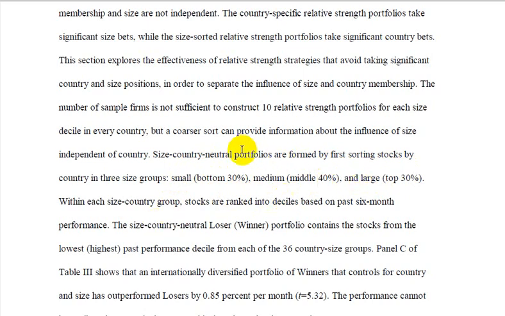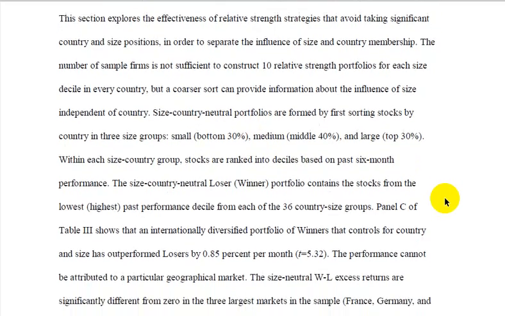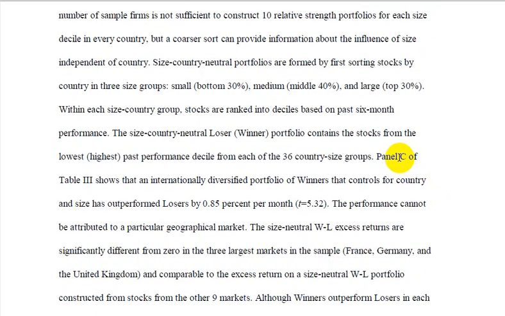So basically we've got 12 different countries, and within each of those 12 countries we will split them up into 3 sizes. That makes a total of 36 different portfolio groups, which we rank according to the past 6-month returns and put into deciles. So let's take a look at panel C, which shows the results of this grouping.